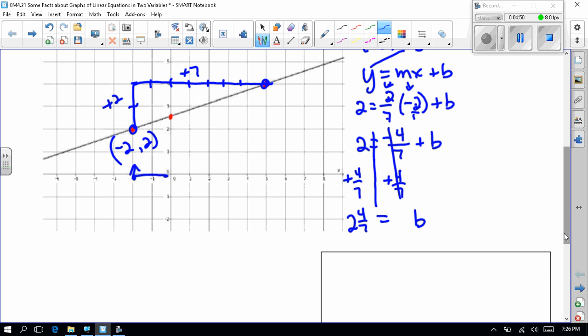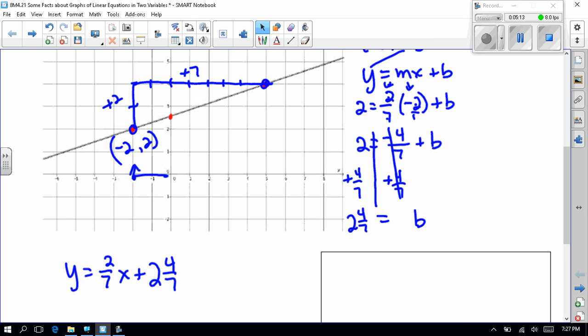So if I'm rewriting the equation in two variables, y equals my slope, which I said was 2/7, plus my y-intercept, which I solved and it was 2 4/7. So I am saying that the equation of this line would be y equals 2/7 x plus 2 4/7.